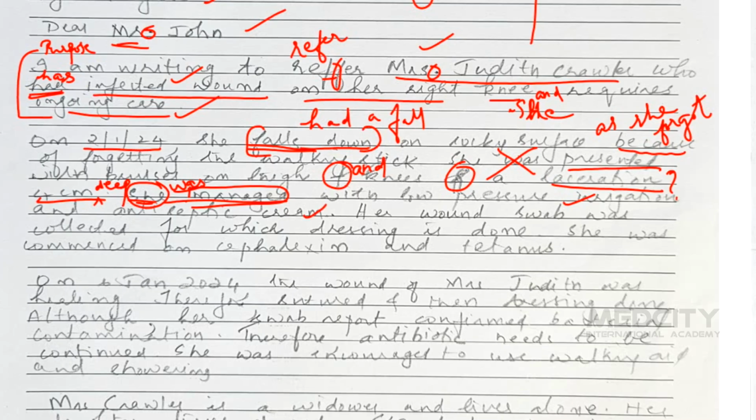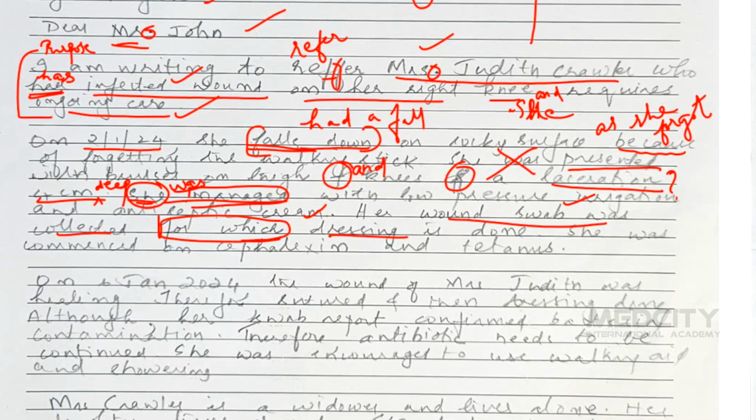Then her wound swab was collected, for which dressing is done. Now for which, what is the use of this connector for which? We use for which for ideas wherein, like, for one specific purpose we are doing another action. For instance, we can say that she had headache, for which paracetamol was prescribed. So a cause and an effect. For a specific cause you are providing an action. But here this wound swab collection and dressing has no connection, no link.